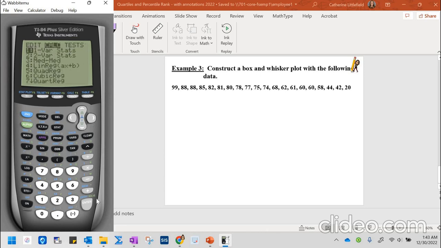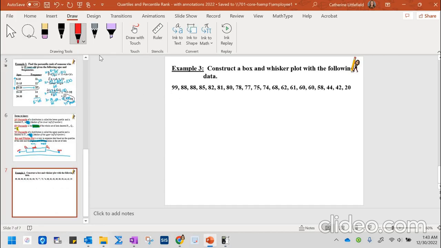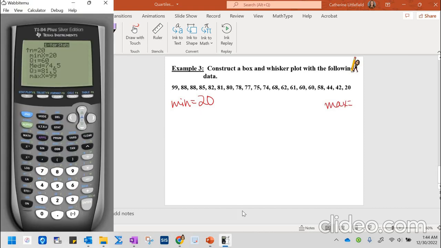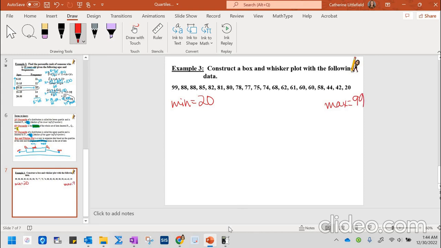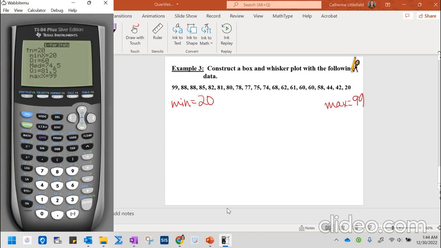Then we're going to go to Stat. We're going to arrow over to Calc, 1-Var Stats. I am in list 1. I'm going to hit calculate. And if I arrow down, it gives me everything I need to know. It gives me the minimum, the maximum, Q1, the median, and Q3. So the minimum was 20. I'll have to grab a pen here. Min was 20. I'll put my max over here. My max was 99. I guess we could have found that from the data set.